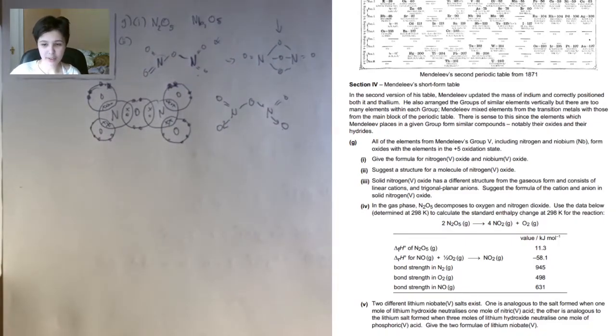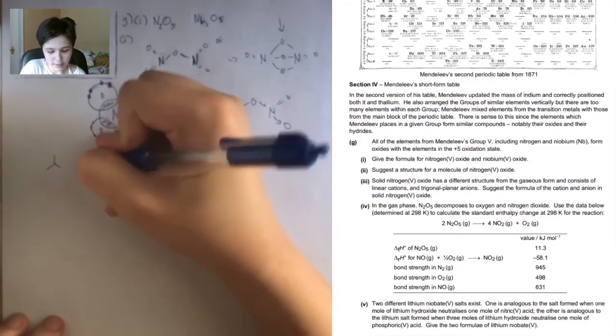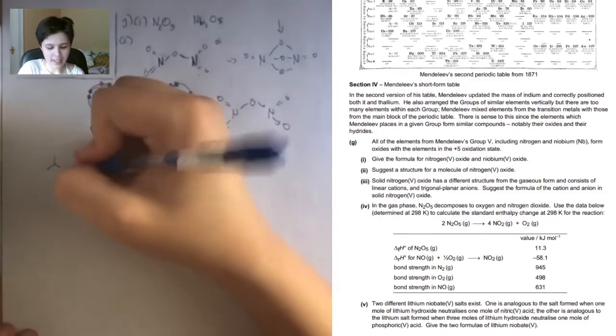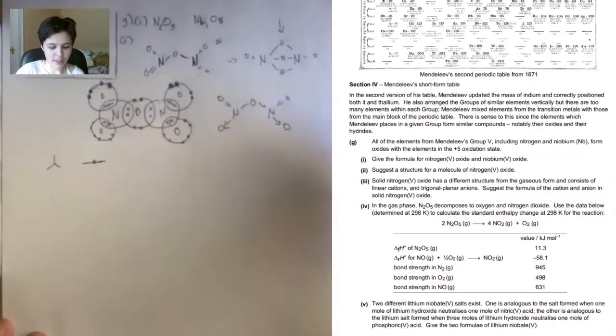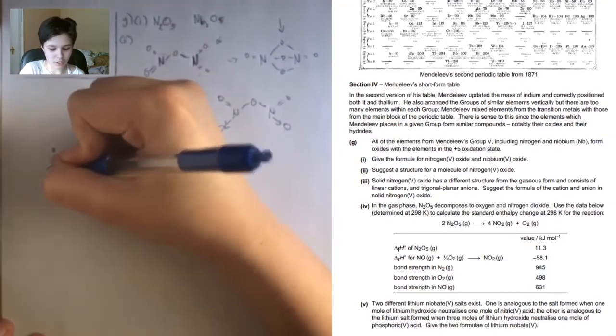Right. Solid nitrogen has a different structure from the gaseous form and consists of linear cations and trigonal planar anions. Suggest the formula of the cation and the anion in the solid nitrogen oxide. So we're going to have something like this. Looking here, you could have something with a bunch of oxygens, and you could have something with 2 hydrogens. However, it's more likely that there's going to be a nitrogen in there, not hydrogens. And because nitrogens are special, they're going to be in the middle, and then oxygen is going to surround them.